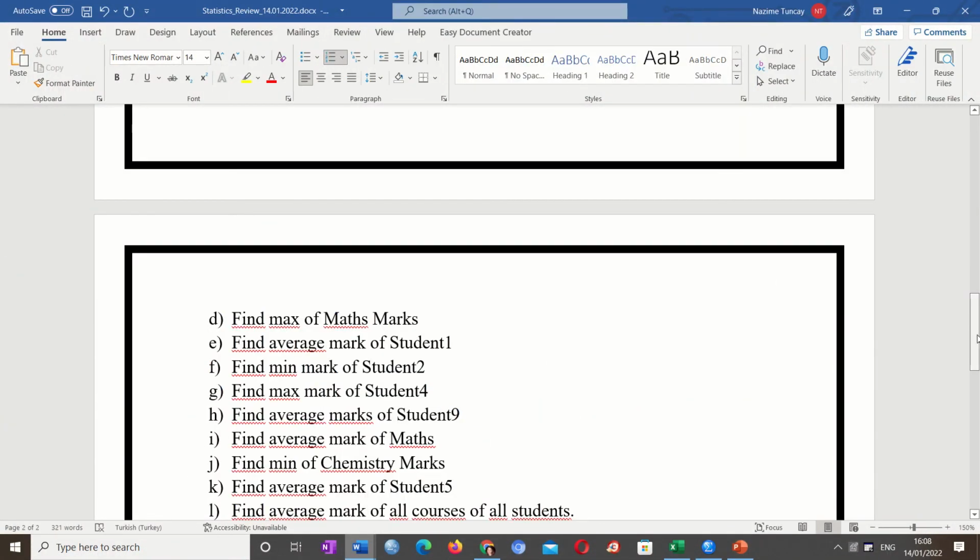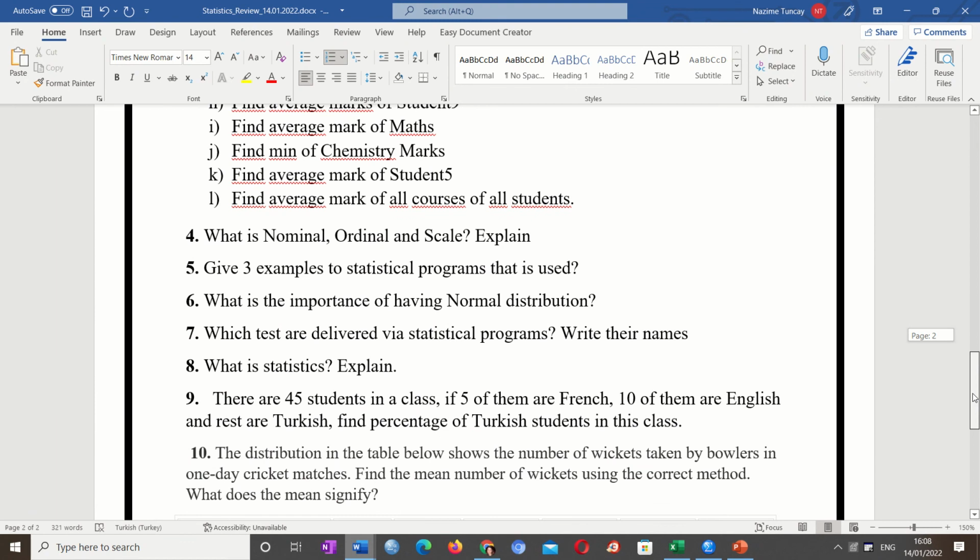This is Excel questions. Now here, what is nominal, ordinal, and scale? Who's going to tell me what is nominal? And what is ordinal? No one? They are group variables, okay? Nominal is the variables where the order is not important, and ordinal, the order is important. For example, for nominal, we have sex, female or male.